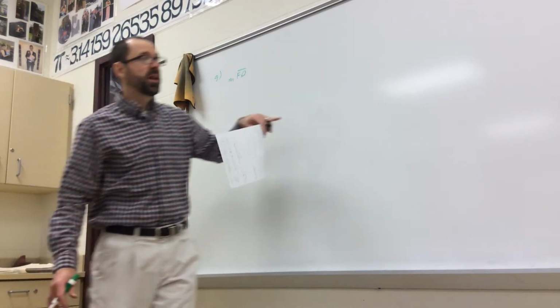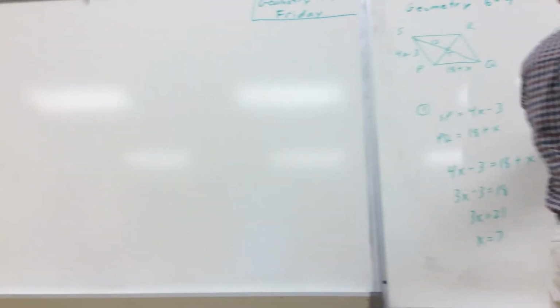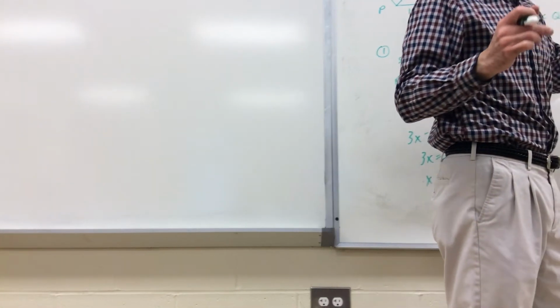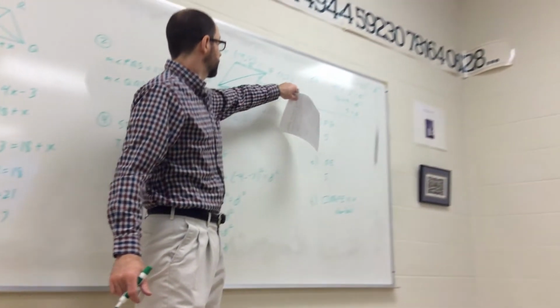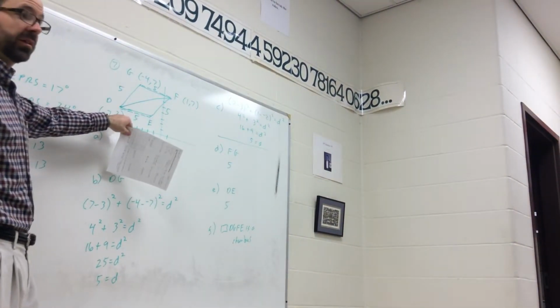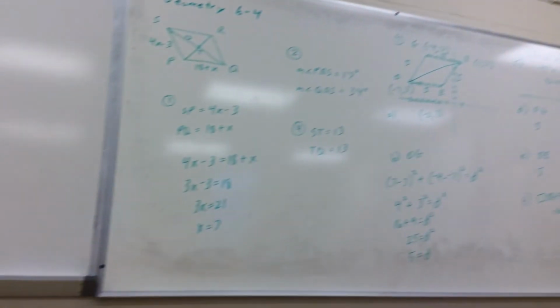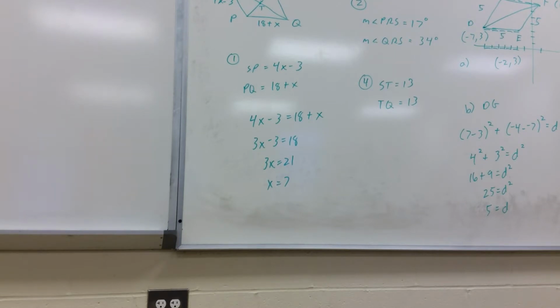Okay, so we want the slope from F to D. Slope formula is a lot easier than the distance formula, so I'm happy about that. So we're still going to subtract 7 minus 3, 1 minus negative 7. You still subtract the y's and subtract the x's, but this time we're just going to make a fraction out of it. That's how slope works. So it's 4 over 8, which reduces to 1/2.